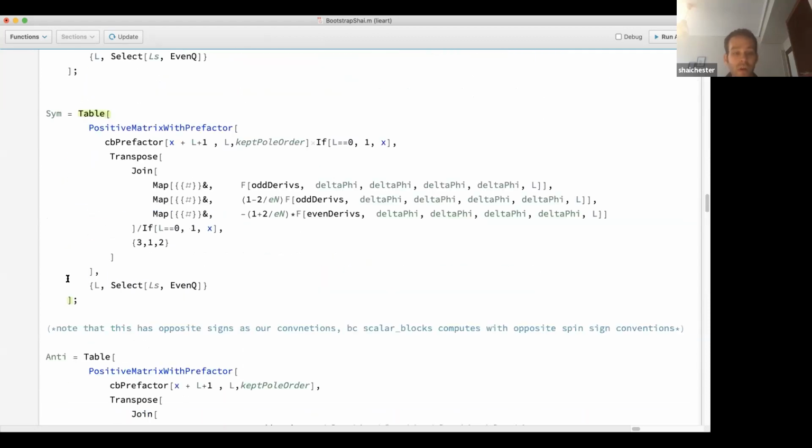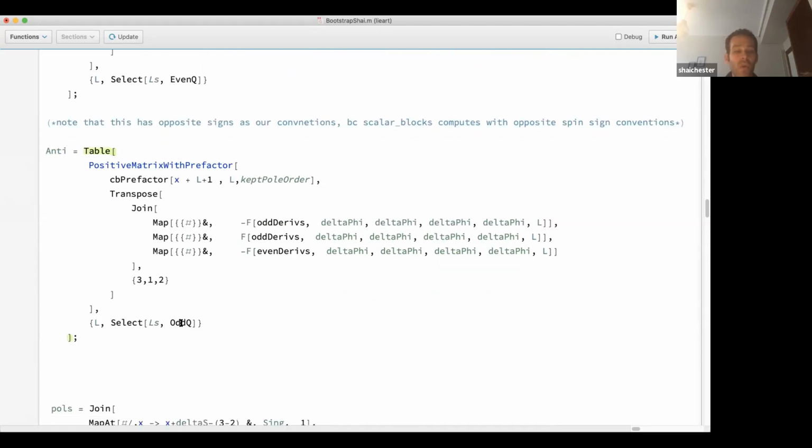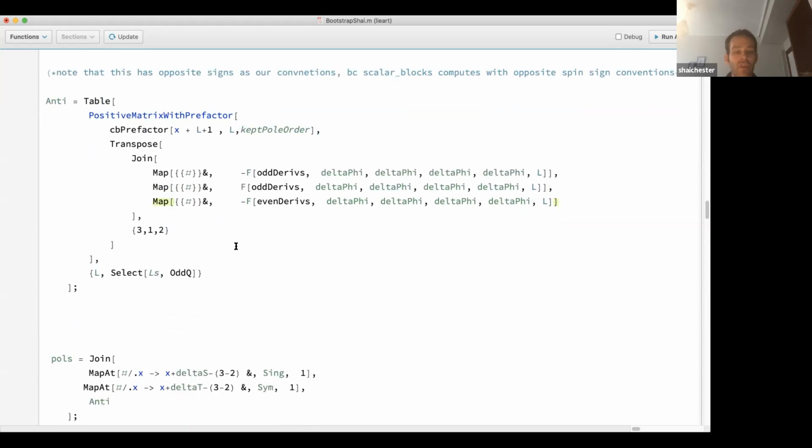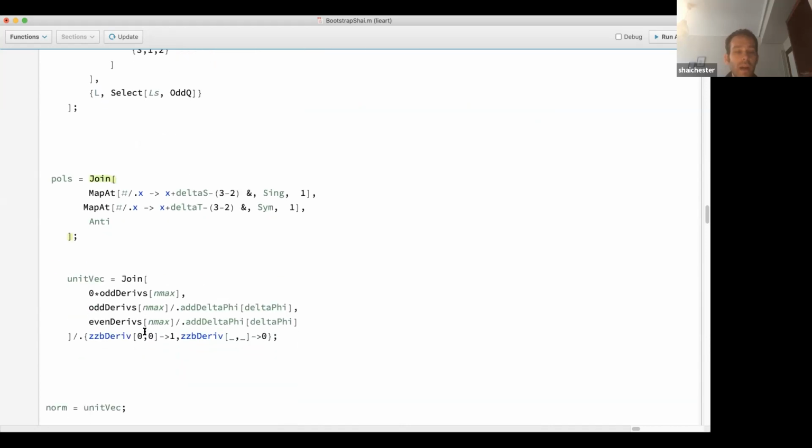Then we have the symmetric representation. We also go only over even spins, but now there's different coefficients for the 3 kinds of crossing equations. And notice here, this is where n is appearing, very importantly. Finally, we have the anti-symmetric representation, where now we go over all odd spins. And again, there's just different numbers that appear in these 3 crossing equations. Okay, so then we put in these 3 entries into our polynomial constraints.